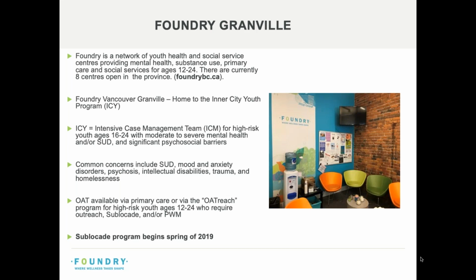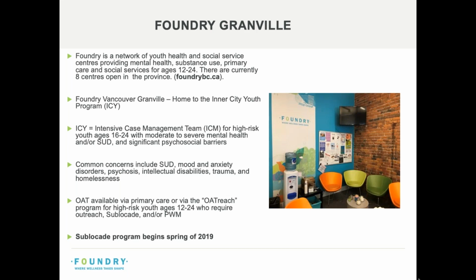The majority of the work at most of the Foundries is more along the prevention and early intervention, but Foundry Vancouver is a little bit different because we're the home to the Inner City Youth Program. That's a program for young people who are in need of intensive case management because they have high-risk needs. It's youth 16 to 24 who have significant mental health and/or substance use disorder and have homelessness or other psychosocial barriers. Some of the concerns we commonly see are things like polysubstance use and concurrent psychiatric and medical problems.